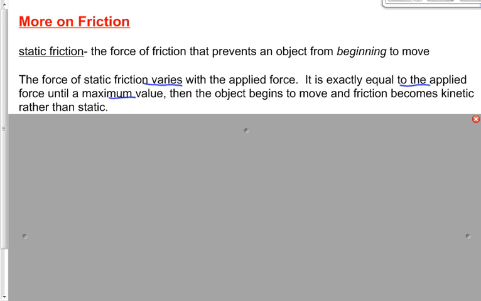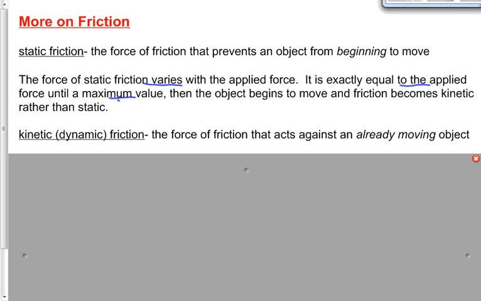The value of static friction was equal to whatever force I pushed with until it reached the maximum value of 20 newtons. And then what happened? Well, then I overcame static friction by 21 newtons, and it moved. Well, then friction isn't static anymore, because you're not trying to keep an object from beginning to move. Now it's kinetic friction, or dynamic friction, sometimes we call it, because the object is moving. Kinetic friction, or sometimes they call it dynamic friction, is that force of friction that acts against something that's already moving.